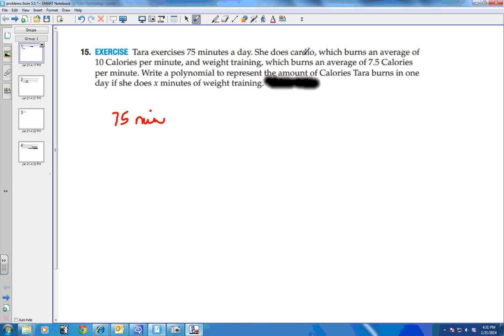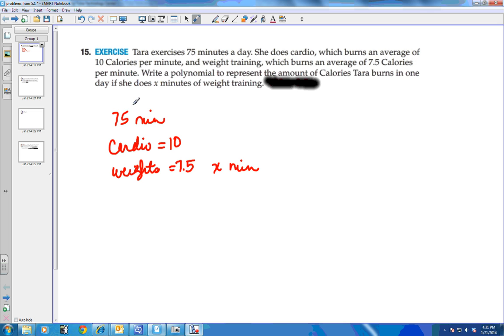She does cardio, which burns an average of 10 calories per minute. So I'm going to write that down just as we go. Cardio is 10 calories per minute. And weight training, so weights, burns an average of 7.5 calories per minute. Write a polynomial to represent the amount of calories Tara burns in one day if she does X minutes of weight training. So we know she's going to do X minutes of weights.